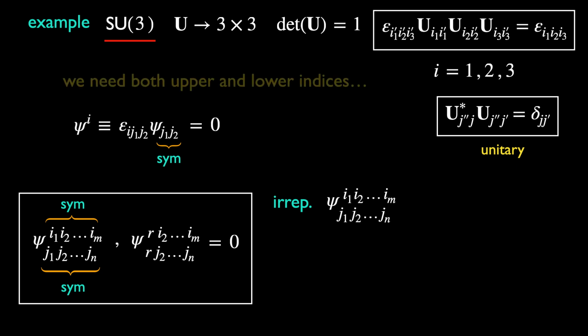Therefore in this case, we would need both the upper and lower indices. They are independent degrees of freedom, unlike for the SU(2). This would be the case for any SU(N) with N greater than 2, where the epsilon symbols all have more than 2 indices.